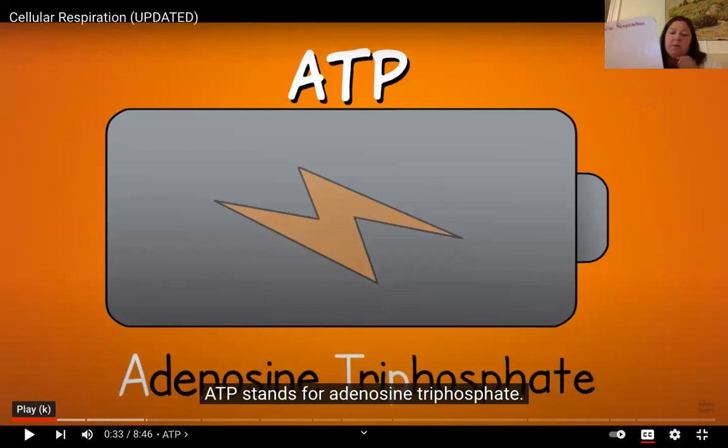Okay, so the first thing you want to write is cellular respiration. And then we're going to write the word ATP, which is the energy currency.